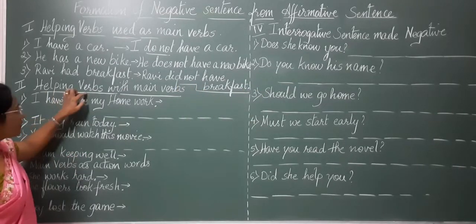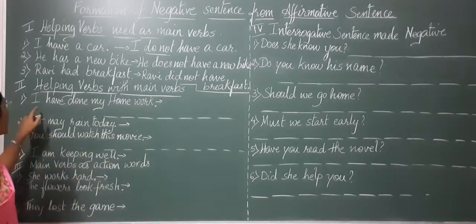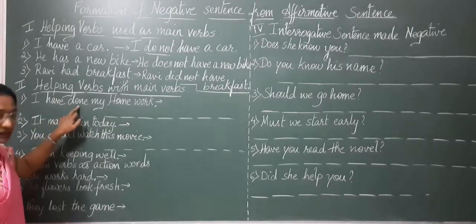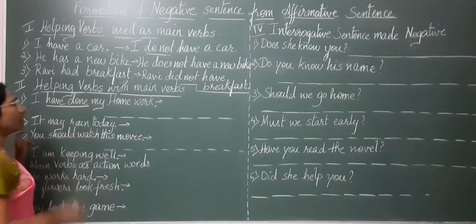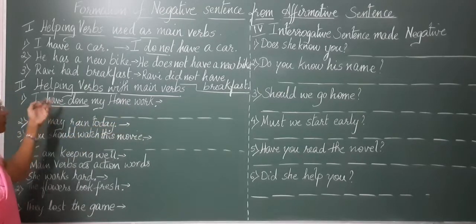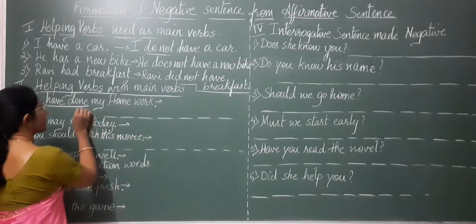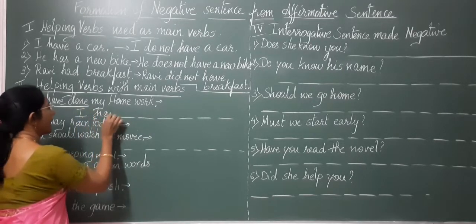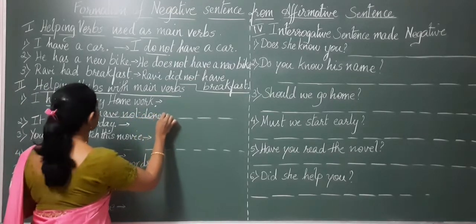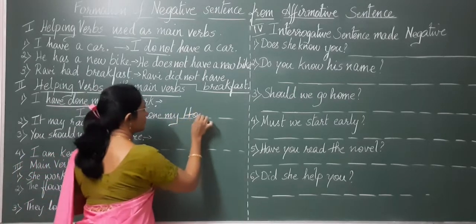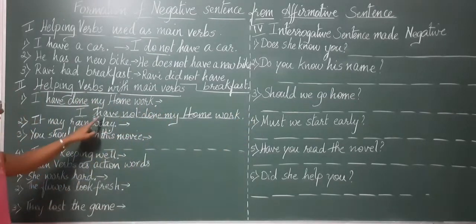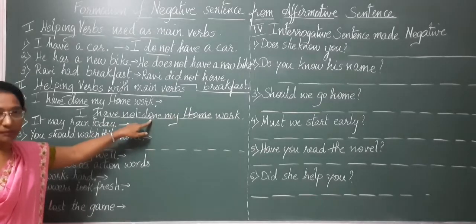Next we see helping verbs with the main verbs. I have done my homework. Have is helping the main verb done. So it becomes a helping verb with the main verb. I have done my homework. So how to make it a negative sentence? I have not done my homework. So you take the negative word in between the helping verb and the main verb.